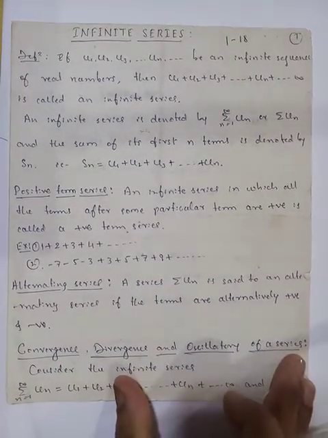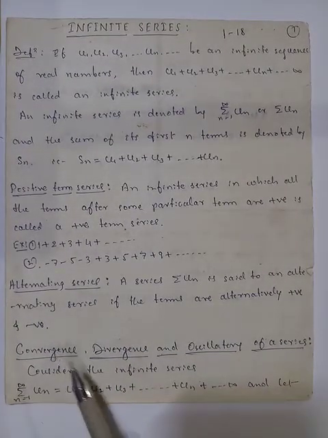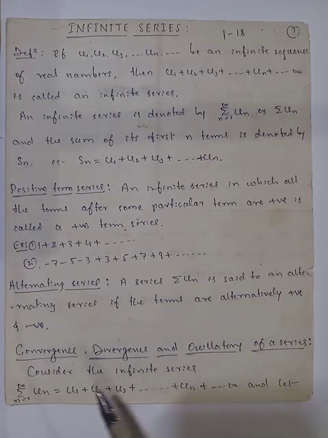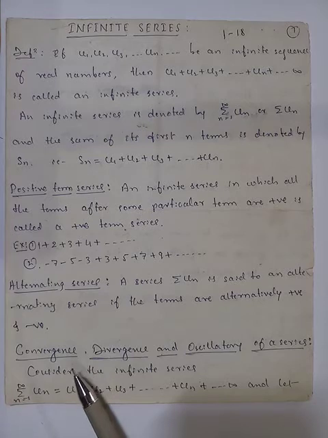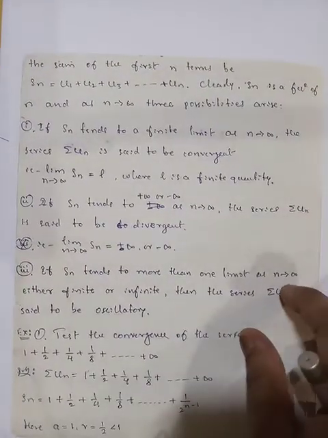So now the main definition of this chapter: convergence, divergence and oscillation of a series. So now we go through what is convergence, what is divergence and what is oscillatory. Suppose there is an infinite series summation un, n equal to 1 to infinity, so that we write in expanded form as u1, u2, u3, and so on up to un up to infinity. Now we are going to define when we say the infinite series is convergent.